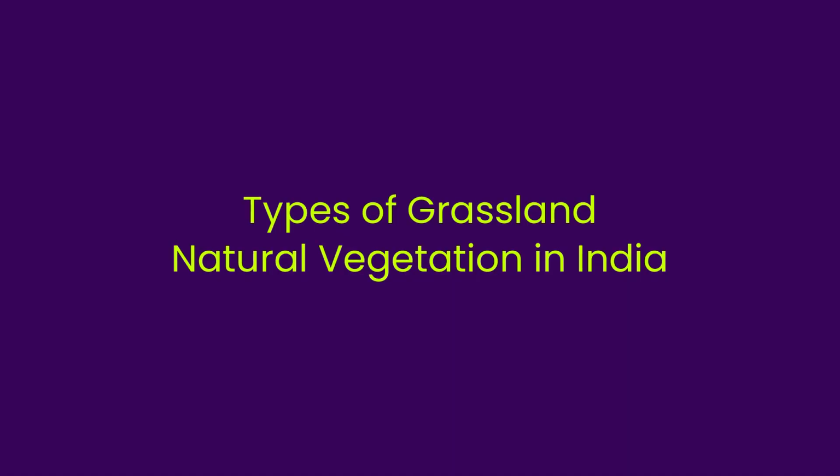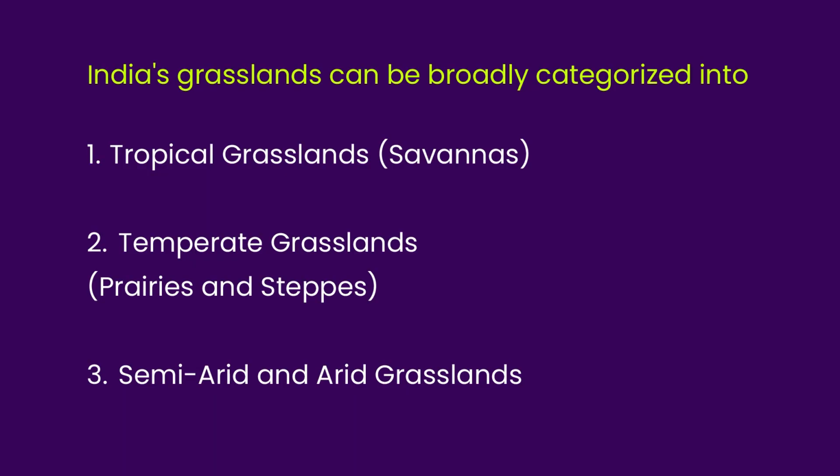Next, we will discuss the types of grassland natural vegetation in India. Grasslands are characterized by dominant grasses and varying plant life. Let's explore the types of grassland found globally with a focus on how they relate to India. India's grasslands can be broadly categorized into several types based on their climatic and geographical conditions. First one is tropical grasslands, savannas. Second one is temperate grassland, prairies and steppes. Third one is semi-arid and arid grasslands.